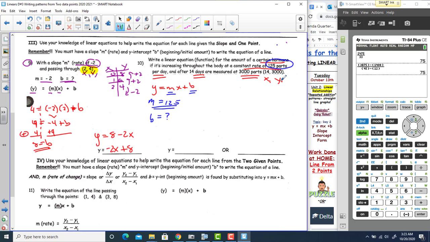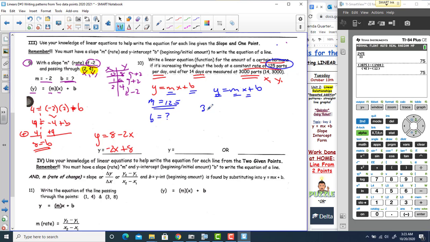We know what it measures at day 14, but not at day 0, which we must have to write an appropriate linear relationship. We need the rate of change and the initial or beginning amount. So we're going to rewrite our formula, y equals mx plus b. We're going to substitute in for y and x appropriately.